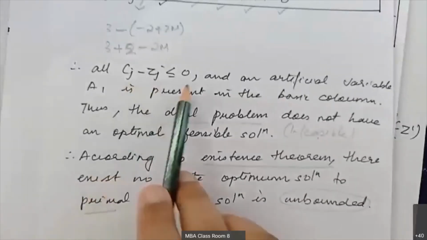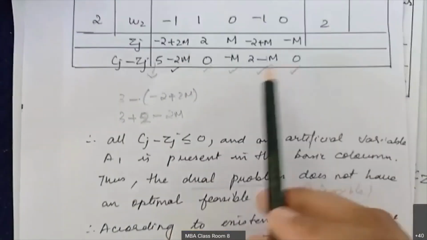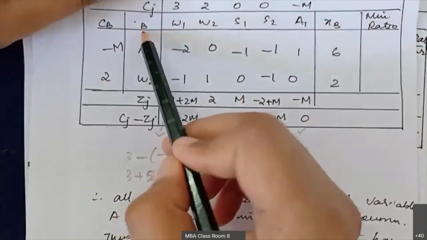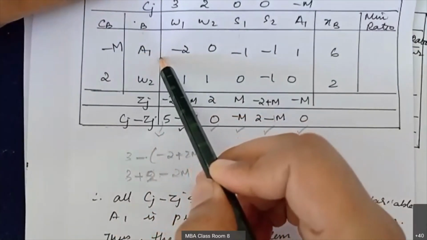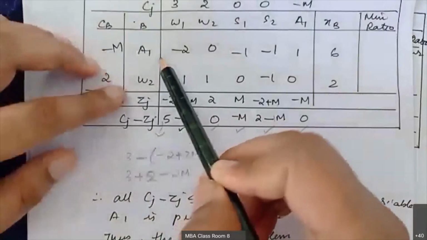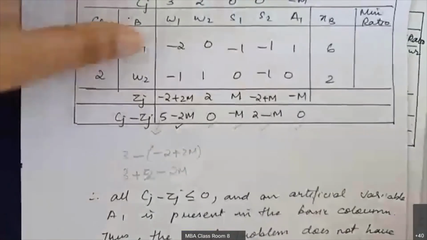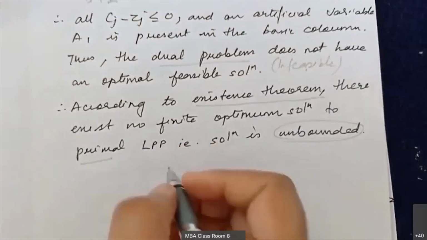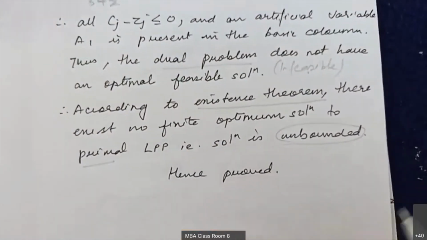So that is why we have all Cj minus Zj values negative or less than or equal to 0. In that condition, we have an artificial variable occurring in the basic column. That means this dual problem has an infeasible solution. So according to the existence theorem, if the dual has an infeasible solution, then the primal will have an unbounded solution. So the question we have proved it. Hence proved.